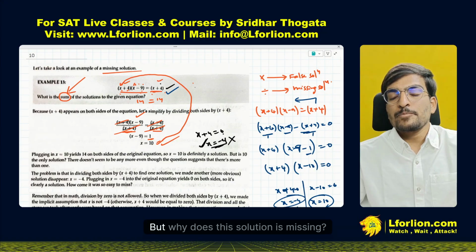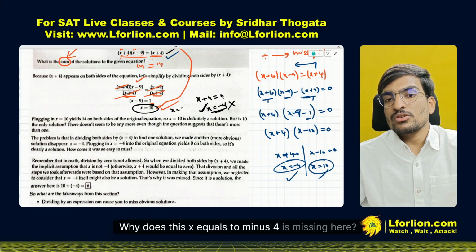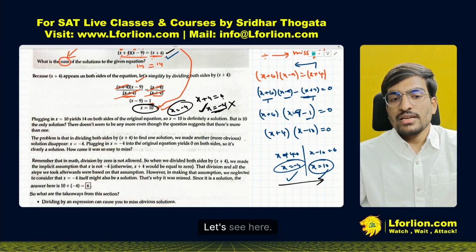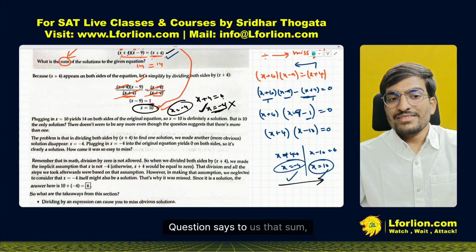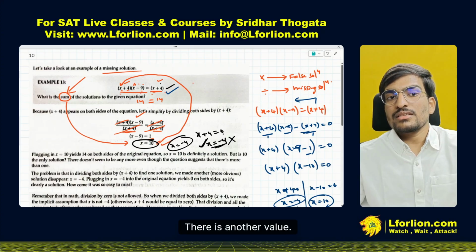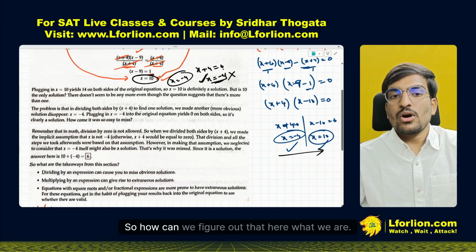It's satisfying. But why is this solution missing? We got only one solution. Why is x equals negative 4 missing? When we do it in the original format, we are getting two solutions. The question asks us for the sum, which means there is another value. They ask us to sum up the solutions, so there is one more value. How can we figure that out?